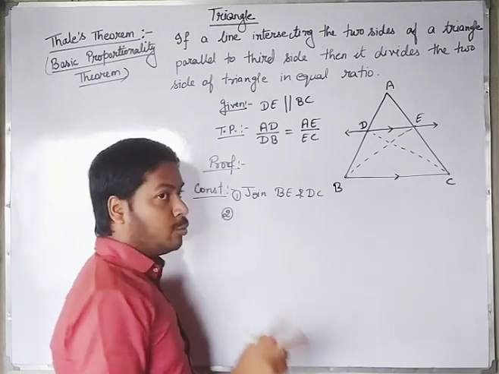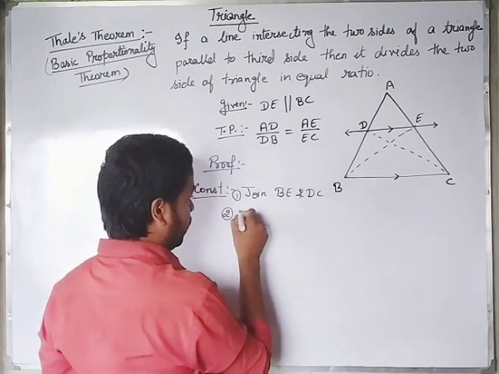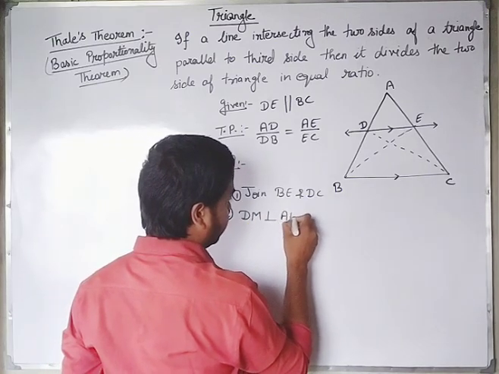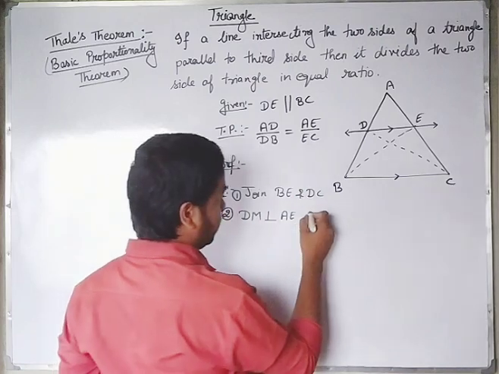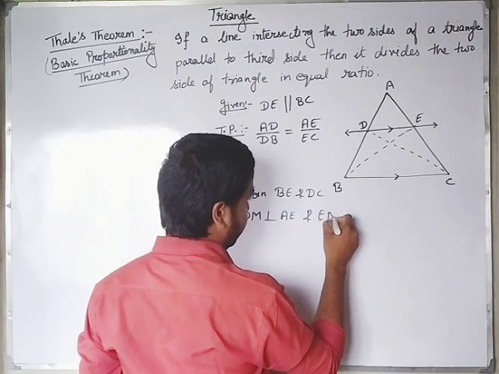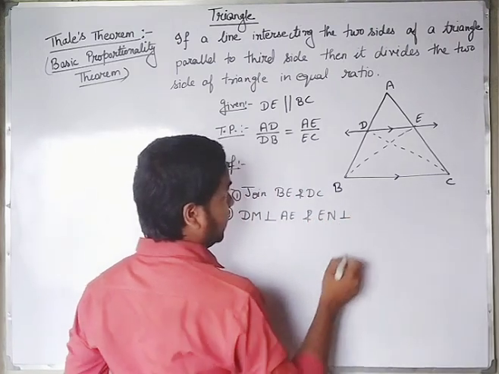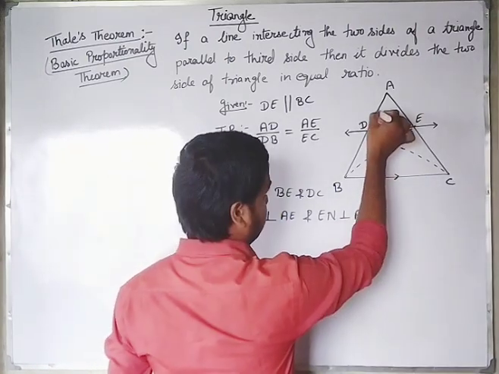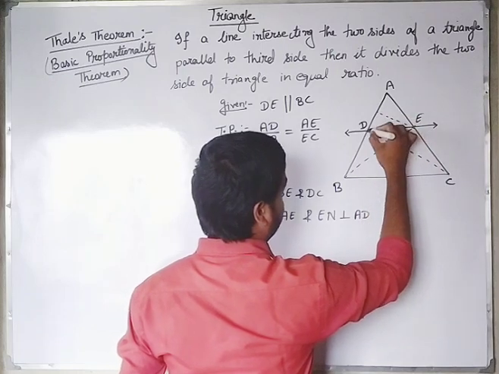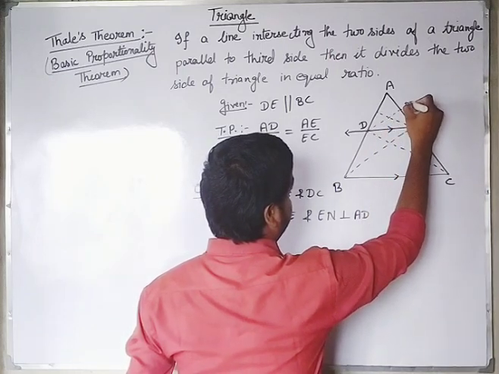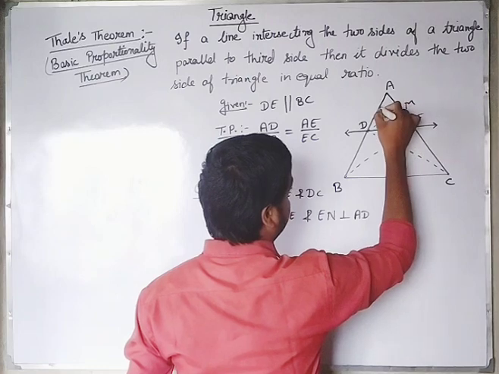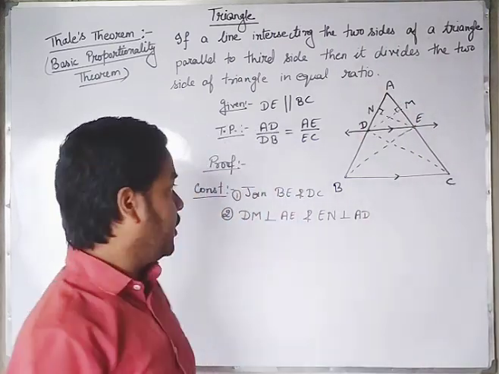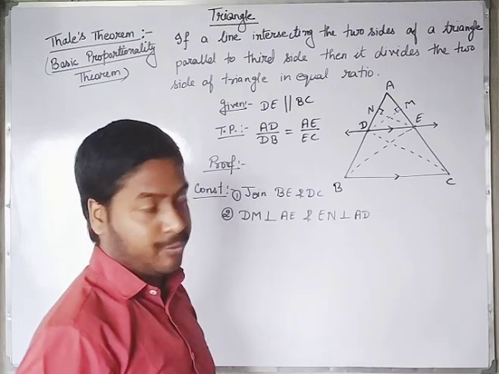Another one, two perpendicular lines. Draw DM that will be perpendicular to AE or AC and EN that will be perpendicular to AD or AB. Draw here. DM, this is perpendicular and this is also perpendicular, EN. Now we will go for our proof.